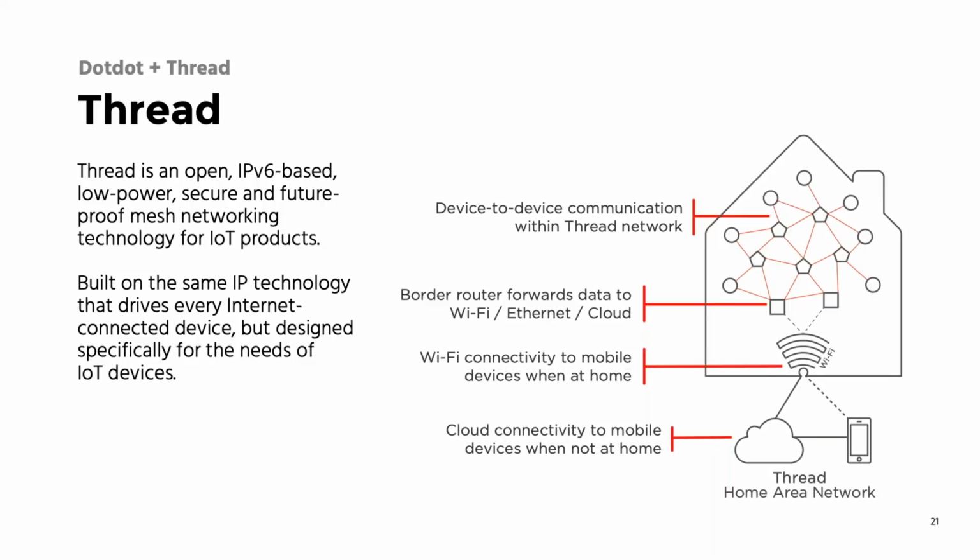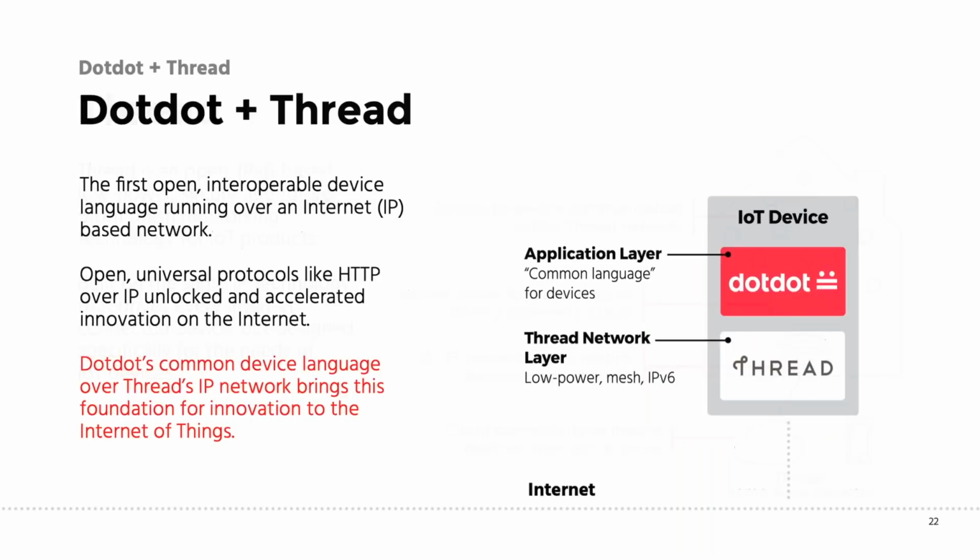And because it's IP, Thread enables these types of devices to connect directly to the internet and to other local IP-based devices, whether they're on Wi-Fi, Ethernet, or other IP technologies. Thread devices simply become part of the tapestry of the home IP network, just like all of your other IP-based devices. Together, Dotdot over Thread is the first solution that implements an open, interoperable device language running over an internet-based network. Just as open universal protocols like HTTP over IP unlocked and accelerated innovation on the internet, Dotdot's common device language over Thread's IP network brings that foundation for innovation to the Internet of Things.